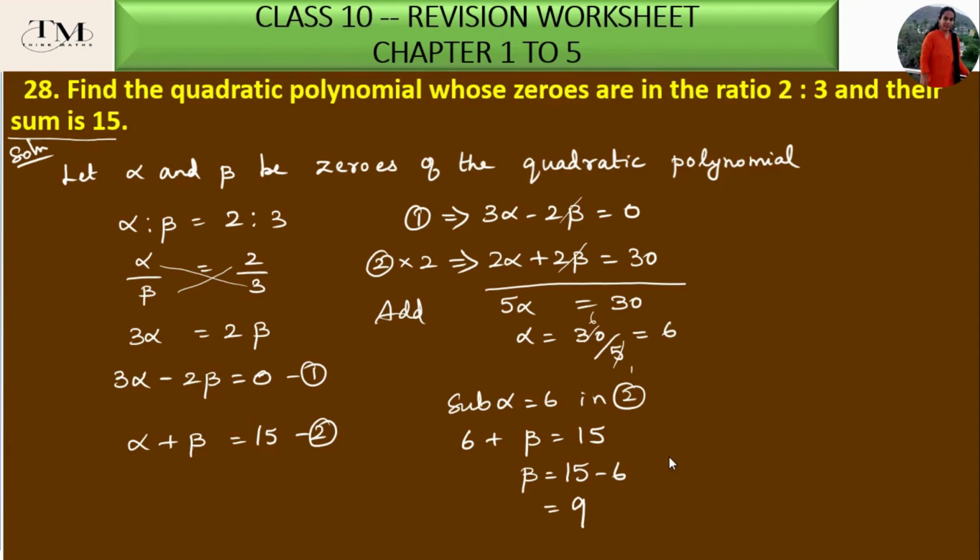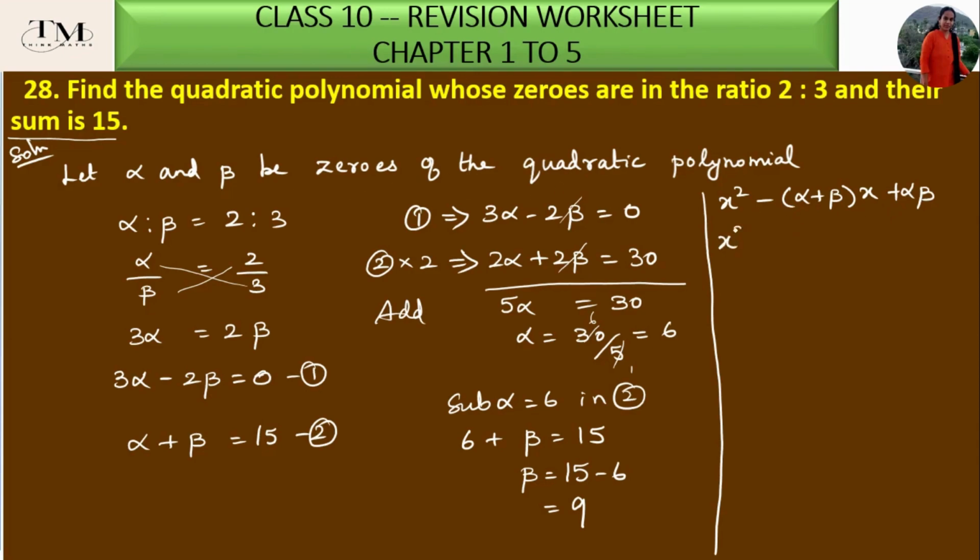So if we get alpha and beta, what is the relationship between alpha and beta? Or you know the quadratic polynomial with alpha and beta? It will be of the form x square minus (alpha plus beta)x plus alpha beta. So this is the general form of the quadratic polynomial if the roots are alpha and beta.